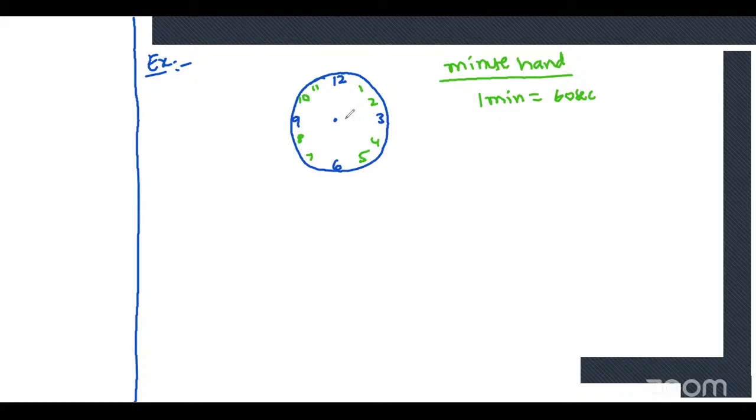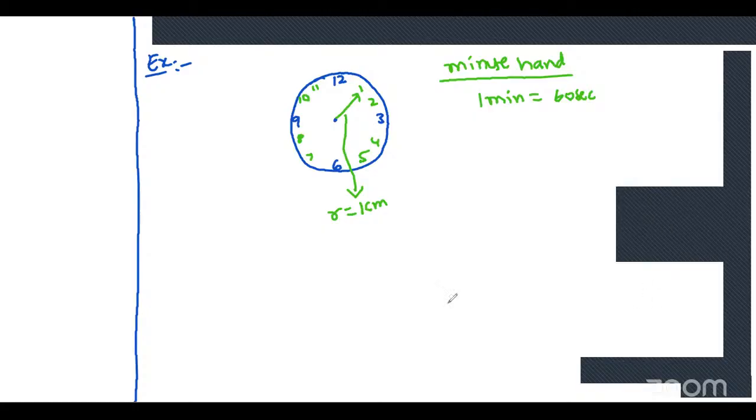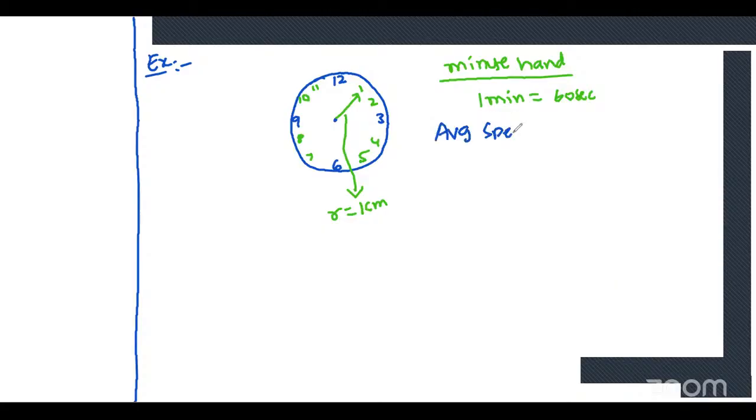Suppose the radius of the needle I am considering as 1 centimeter. For simplicity of calculation, I consider r equal to 1 centimeter. So in this case, I want to find what is the average speed and what is the average velocity.